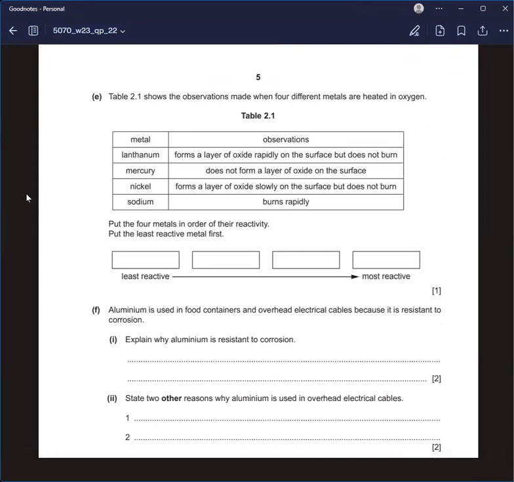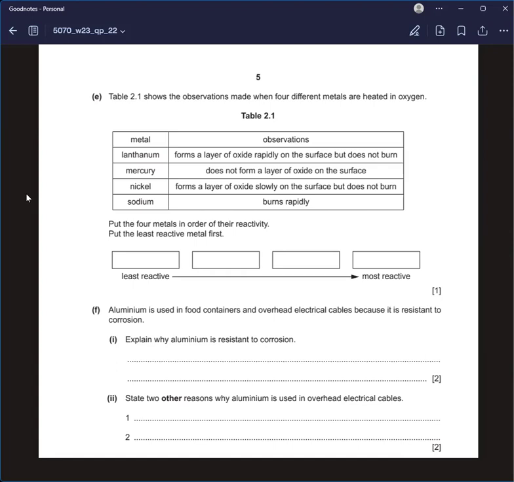Table 2.1 shows the observations made when 4 different metals are heated in oxygen. Put the 4 metals in order of their reactivity. Put the least reactive metal first. Okay. So lanthanum forms a layer of oxide rapidly on the surface but does not burn. Let's first read all of the slide.